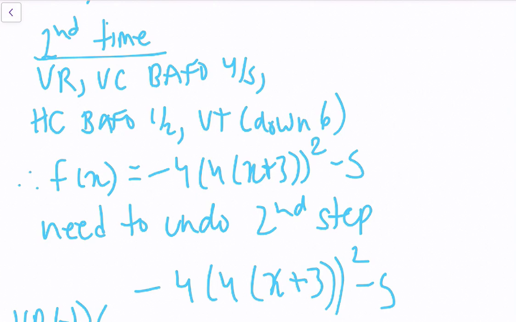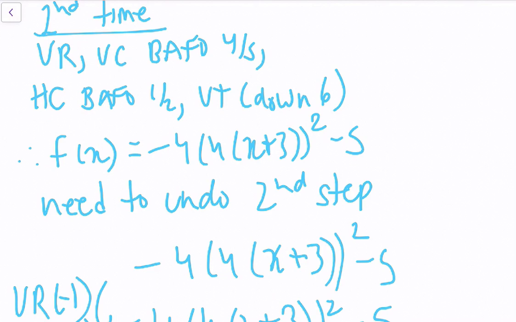So in summary, they performed a vertical reflection, a vertical compression by a factor of 4 over 5, a horizontal compression by a factor of 1 over 2, and a vertical translation down 6 units. So now, based on that, we have our final function: f of x is equal to negative 4 times x plus 3 all squared minus 5. So we need to undo our second step.